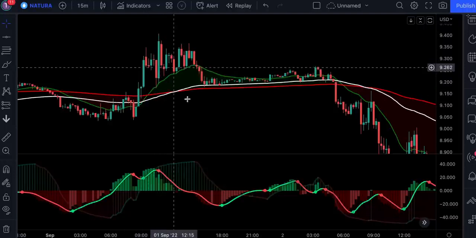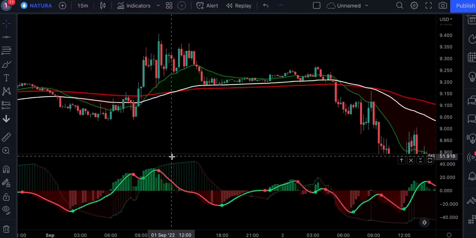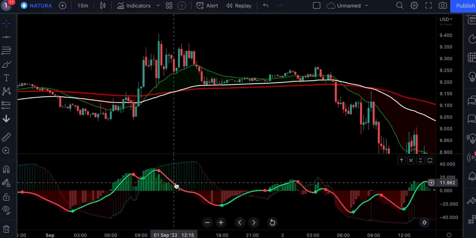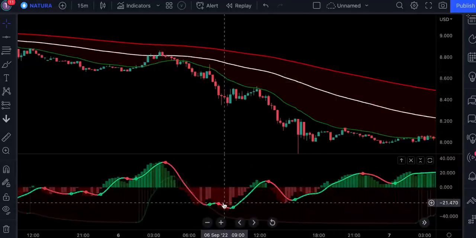Okay, now let's move on to the second indicator, which is the BX Trender. This tool will serve us as a first confirmation indicator. Based on its signals, we're going to be entering long and short positions. This indicator might look a bit confusing at first, but it's actually very easy to use.